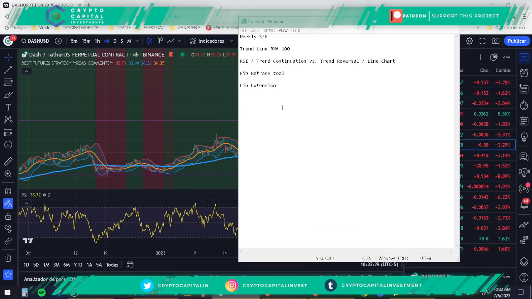trades. Alright, so very quick, I'm going to go with the weekly support and resistance. I'm going to explain how to use the trend line of RMA 100, the RSI, how to use it to identify continuation or reversals, and use the line charts, how to best identify divergences. Okay, and then finally the most important tool, which is the FIB retrace tool and the FIB extension tool. Alright, so let's start with it.